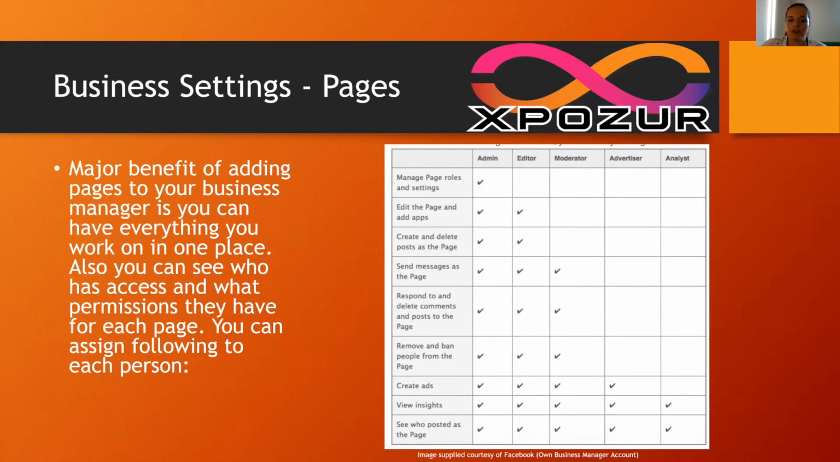So if you hired a social media marketer, for example, you'd probably have them as an advertiser, unless you wanted them to be able to see and send messages. Then you may look at moderator, and respond to comments, but they can also remove and ban people from the page with that level of access. So that's something to keep in mind if you are deciding between the two. It's really good to know the distinction, because it can obviously be important.